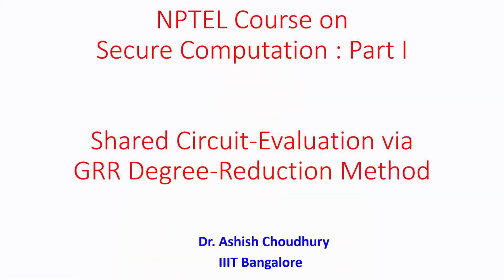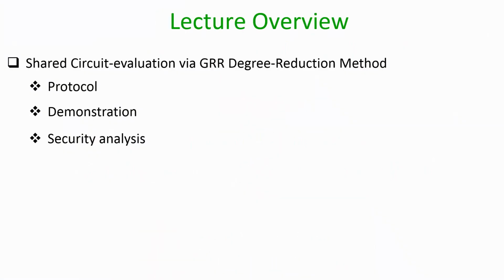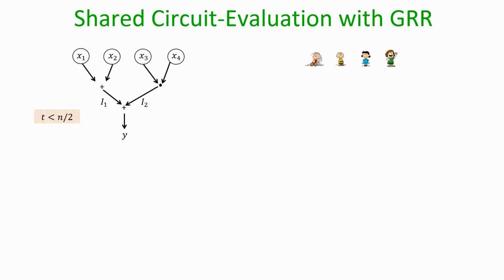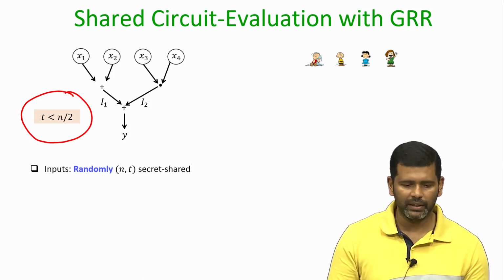So, the plan for this lecture is as follows. We will see now the full protocol for shared circuit evaluation, assuming we have the GRR degree reduction method. We will see the protocol, we will see an example, and we will do the rigorous security analysis for the full protocol. Okay. So, we will assume that we are given a publicly known arithmetic circuit over some finite field, and we are in the setting where t is less than n over 2. Later we will prove that this condition is necessary if you have nonlinear gates in your circuit.